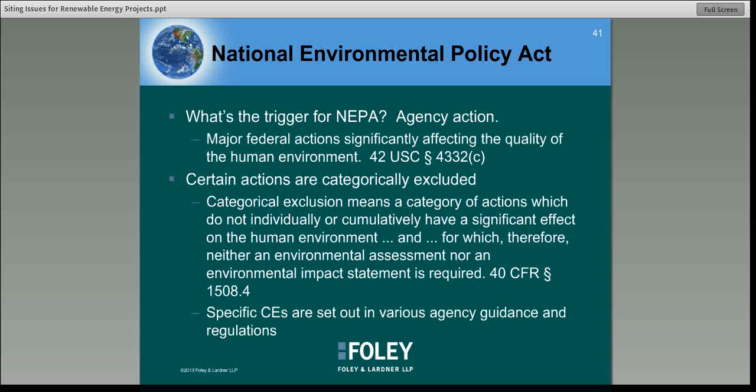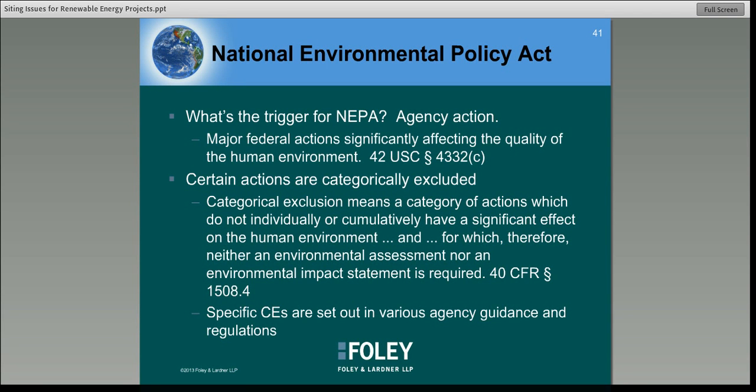So then what's the trigger for NEPA? As I said earlier, it's agency action. The statutory language is any major federal actions significantly affecting the quality of the human environment. So that's pretty broad. But it has to be a major federal action, and it has to significantly affect the quality of the human environment. Those are the two important factors.